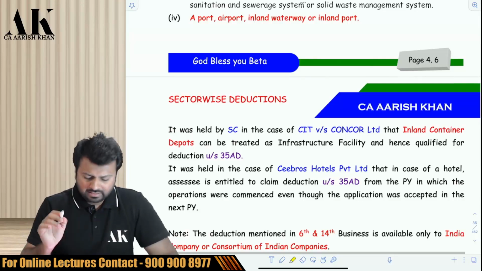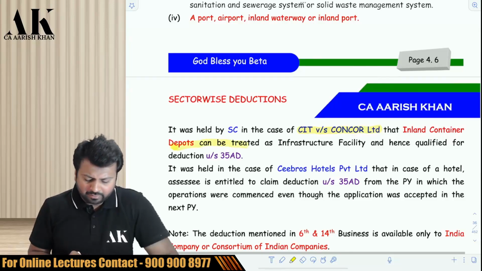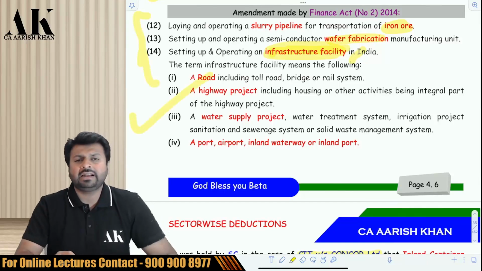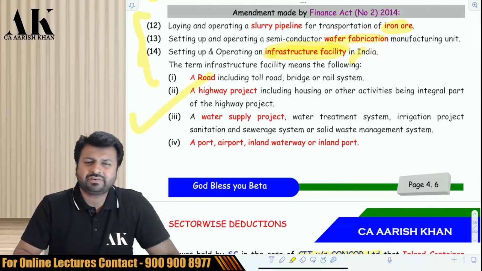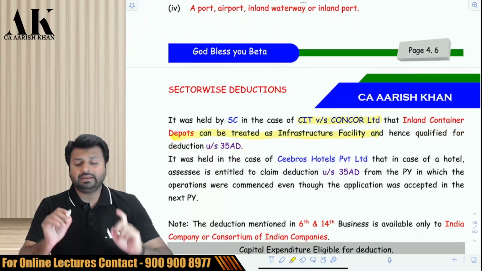First one. It was held by the Supreme Court in the case of CIT versus Concor Limited that an inland container depot can be treated as an infrastructure facility. So, in infrastructure facility, you can also take inland container depot. This is a very small clarification given by the Supreme Court.